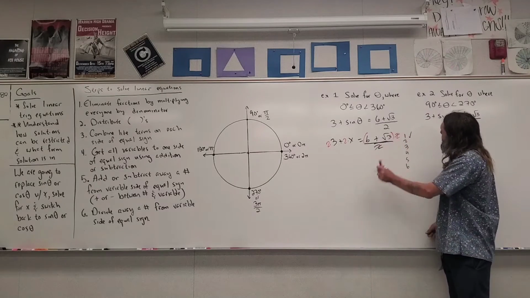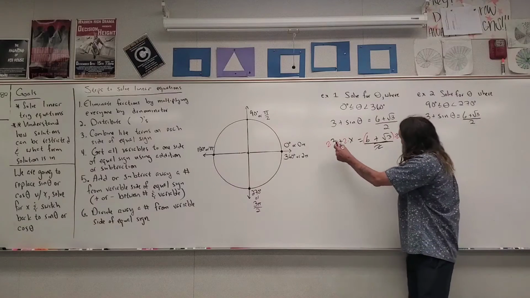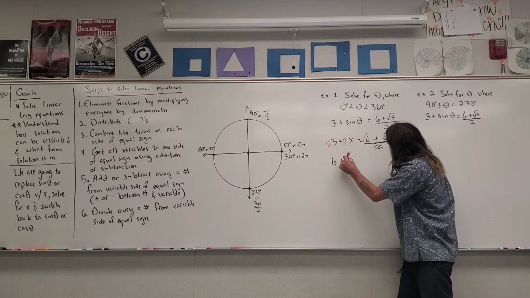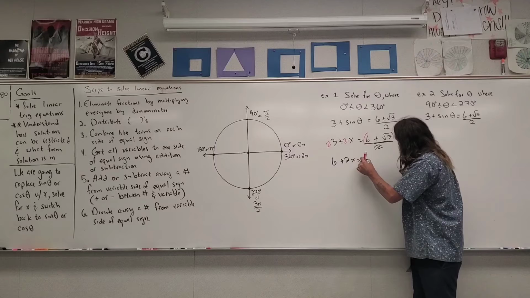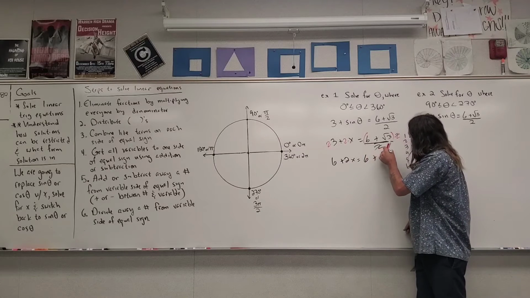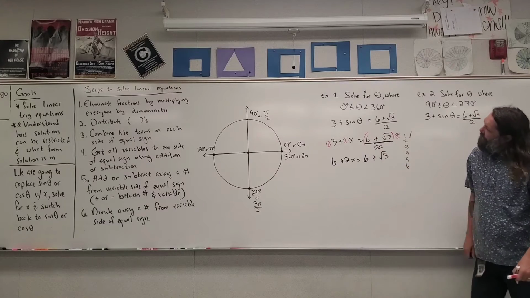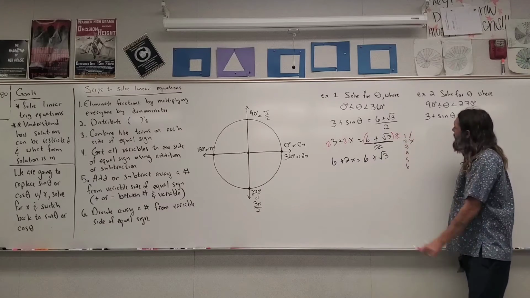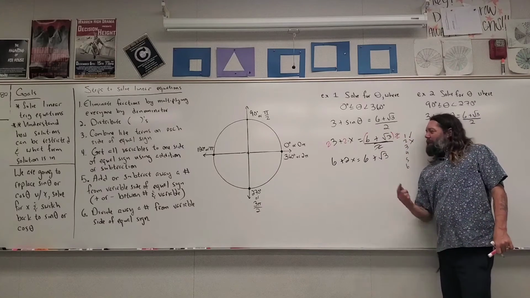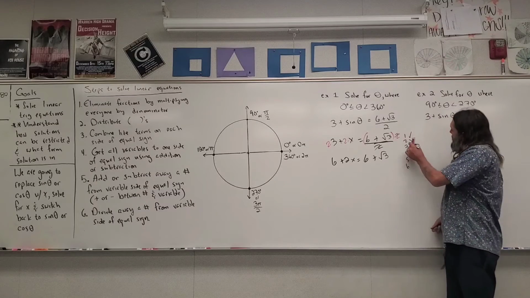Now I can cancel out my fraction. My equation now becomes 6 plus 2x is equal to 6 plus square root of 3. All right. Can I distribute? Meaning, do I have parentheses? No, I cannot. Can I combine like terms? Not really. And no. So I can't do step 3.